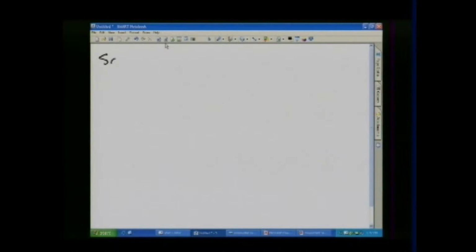Now some problems from section 1.3, which is called factoring polynomials. Let's start with problem number 10 on page 20. The instruction says, in exercises 1 through 10, factor the greatest common factor.